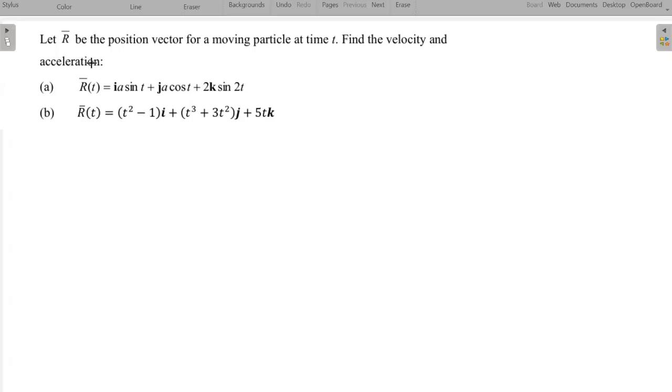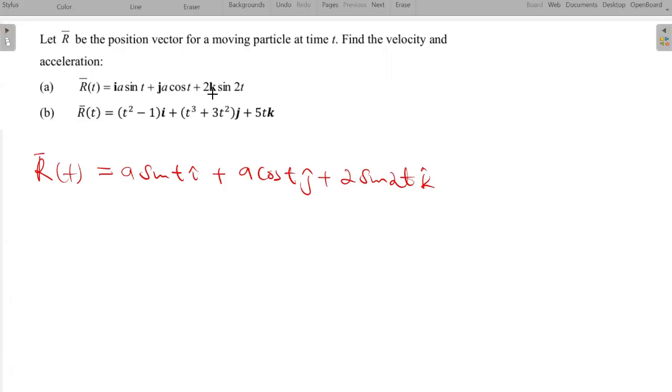So question 1 says, let r be the position vector of a moving particle at time t, find the velocity and the acceleration. So we've been given that we have these vectors, r. So r is a vector which we're dealing with. And the first one is a sine t, that's the i component, then plus a cos t for the j, then plus 2 sine 2t, that's the k component. So now you're telling us to find the velocity and acceleration.